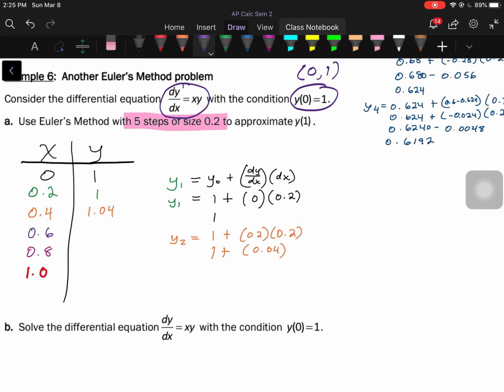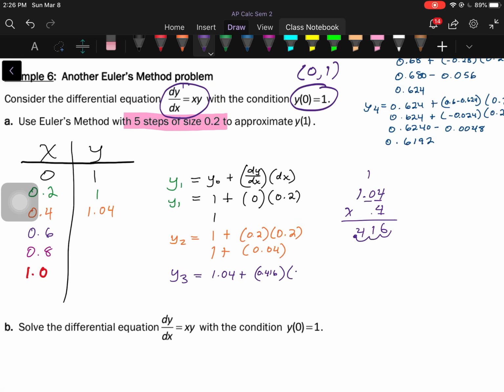Time to get the third y value. Y sub 3 is where I left off, 1.04, plus the slope at that point, which would be 0.4 times 1.04. I don't have a calculator with me right now, so I'm just going to multiply this by hand. And I get 1.416. There are 3 decimal places, so I move the decimal point 3 places: 0.416. Got the 1 in there. Multiplied by the step size, 0.2. So I have 1.04 plus, looks like, 0.832. And so I add those together.